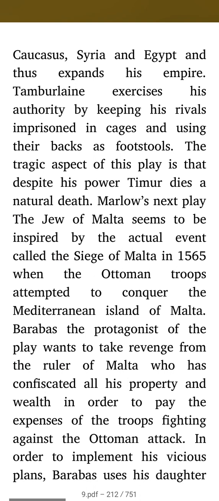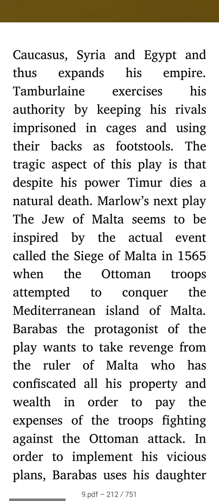Tamburlaine exercises his authority by keeping his rivals imprisoned in cages and using their backs as footstools. The tragic aspect of this play is that despite his power, Temur dies a natural death.